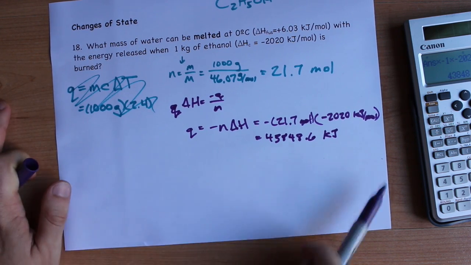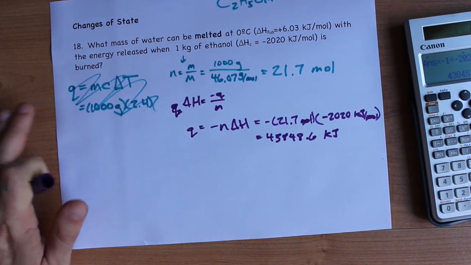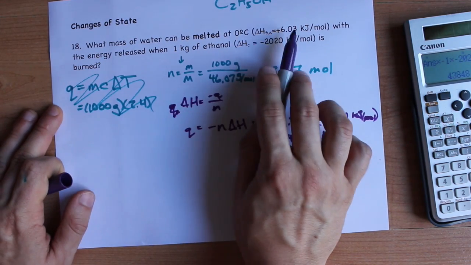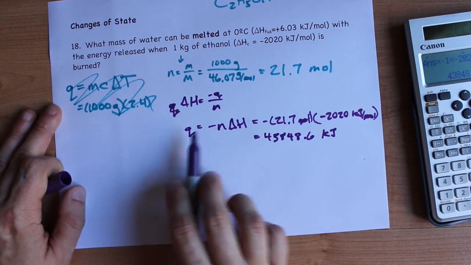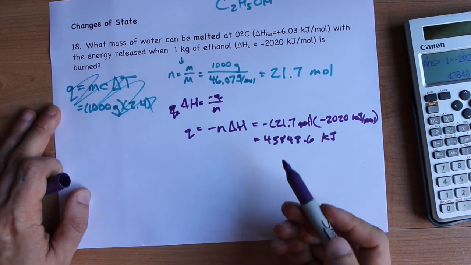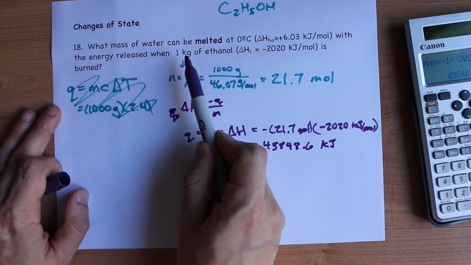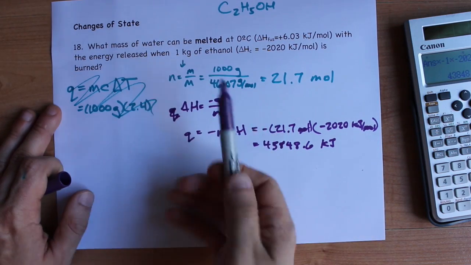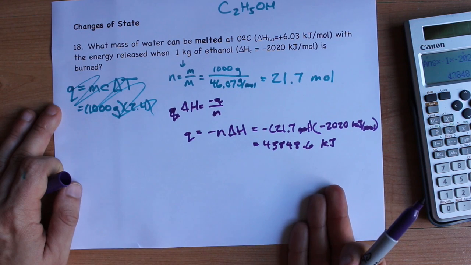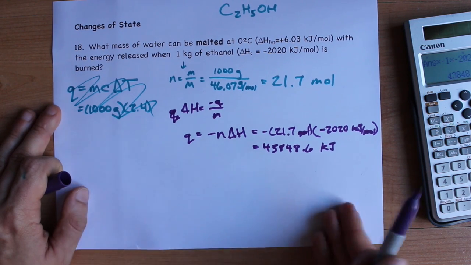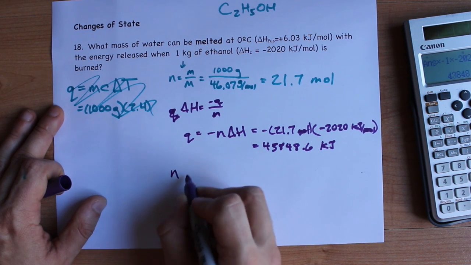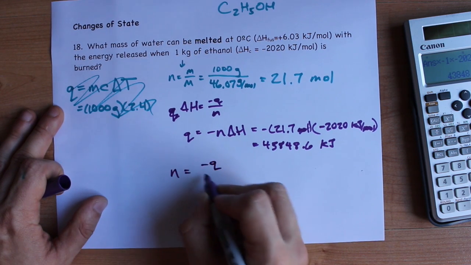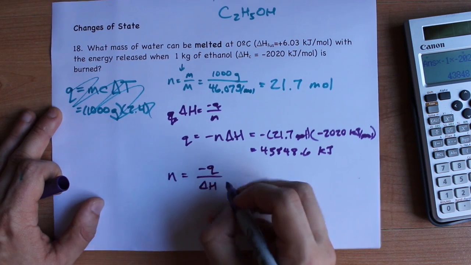Now we need to figure out the mass of water that can be melted with that. We're given the delta H for melting, and look, we've been given the Q that's been released. We have to assume that all the heat released when we burn the ethanol goes to the water. Sure, some of it might be lost to the surroundings, but we have no way of figuring out how much would be lost. So we need to calculate N, which is going to be negative Q over delta H.